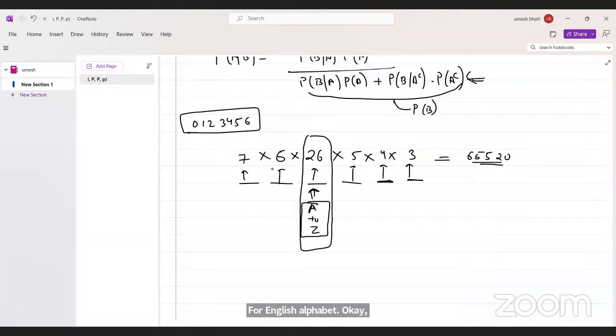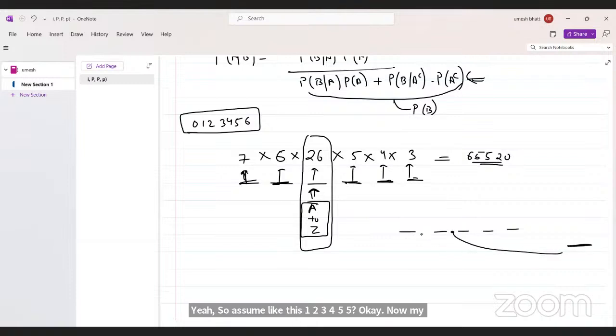Leaving this aside, how many ways can I permute these 5 positions? For this, I have 7 choices. So assume like this: 1, 2, 3, 4, 5. Now my third digit, which is here, I note down here. So how many ways can I permute these digits? No, 7 digits: 1, 2, 3, 4, 5, 6.